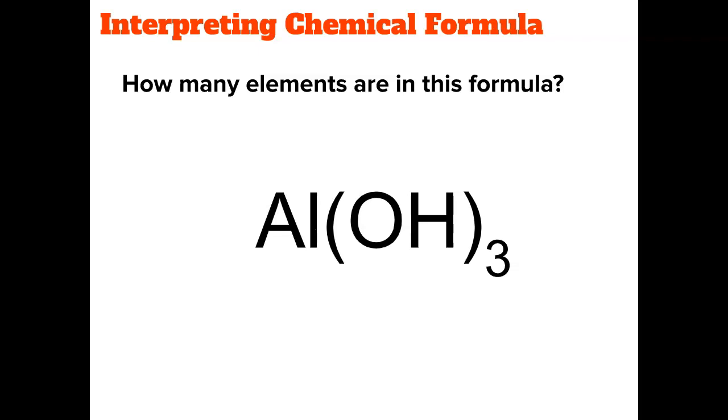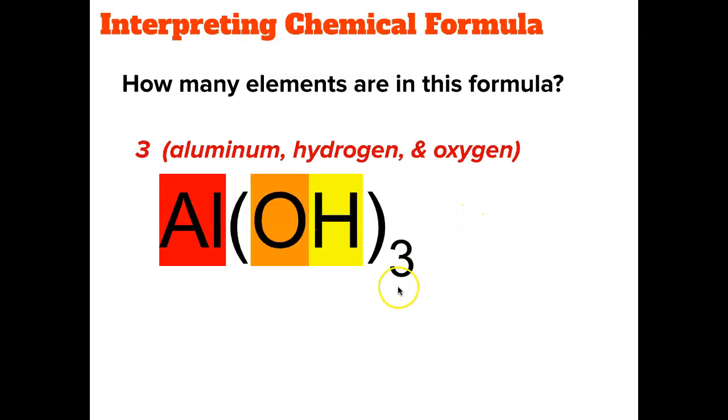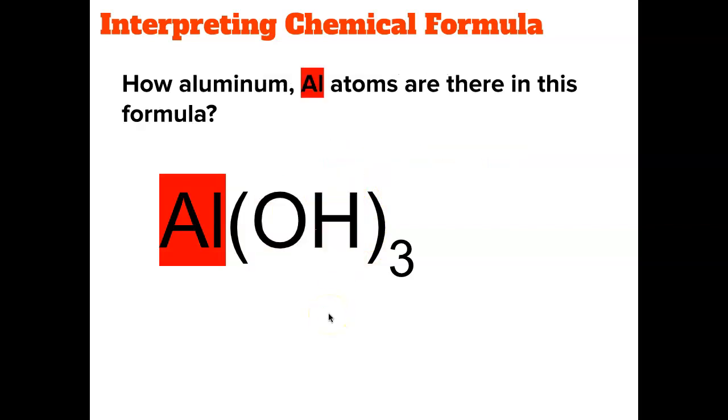So the first question on the sheet asked you how many elements are in the formula aluminum hydroxide. So here's aluminum hydroxide here, and remember when we're looking for elements we're looking for the capital letters. So I can see that I have 1, 2, 3 capital letters. And so I have 3 different elements in this formula. So Al stands for aluminum, O is oxygen, and H is hydrogen.